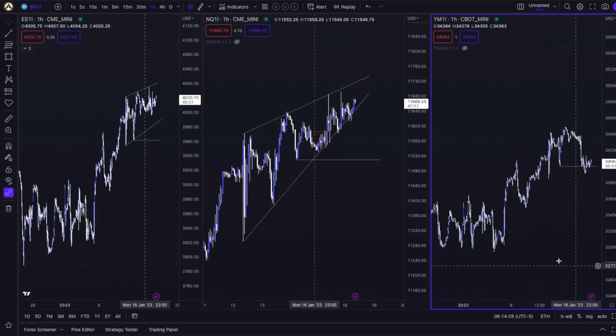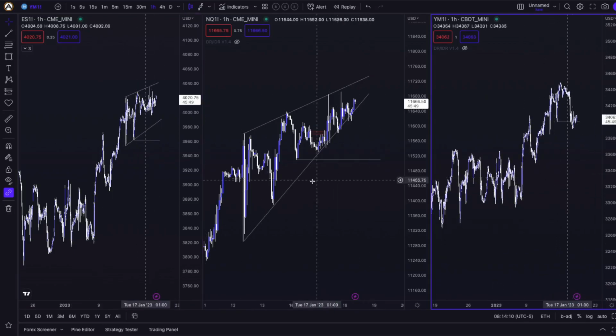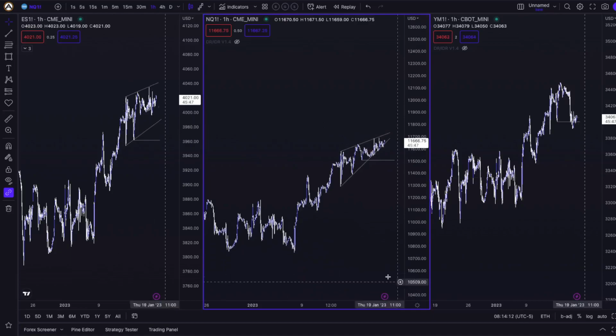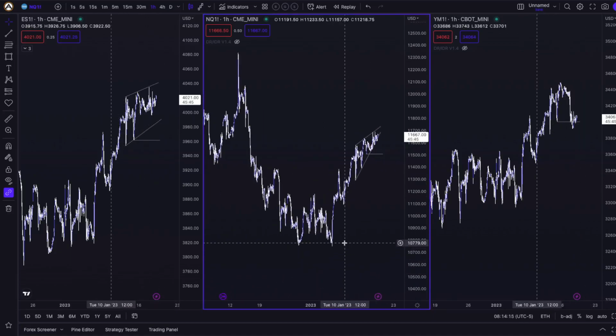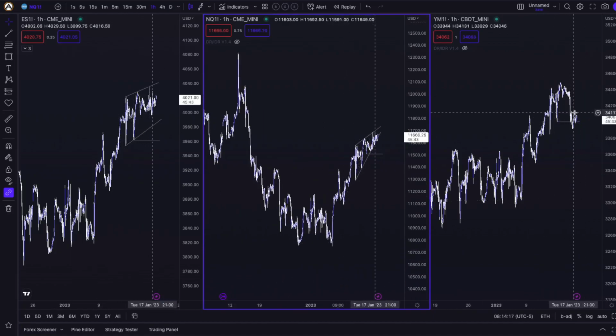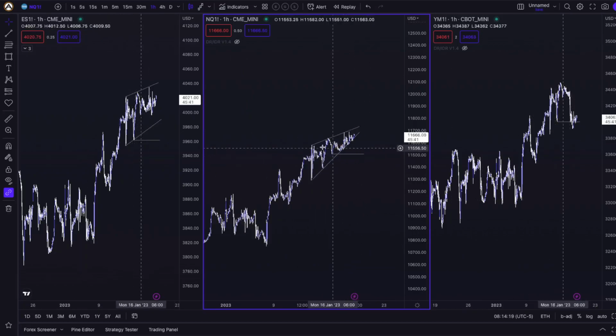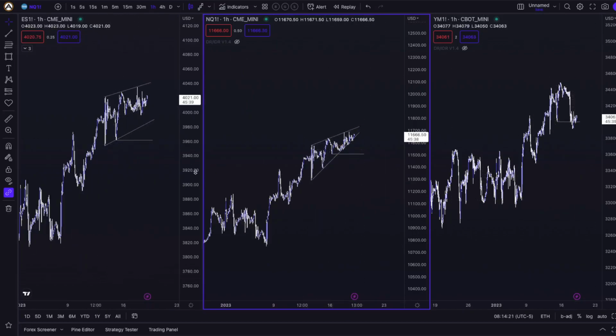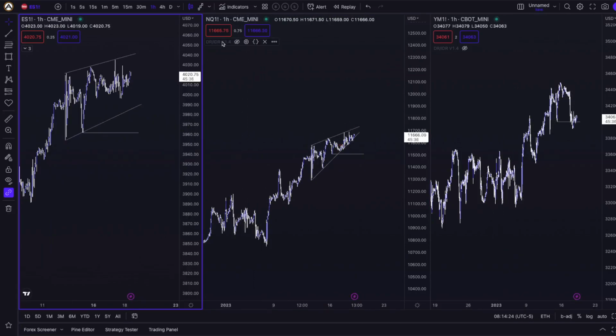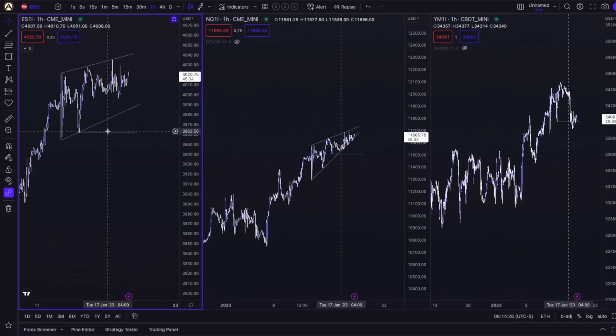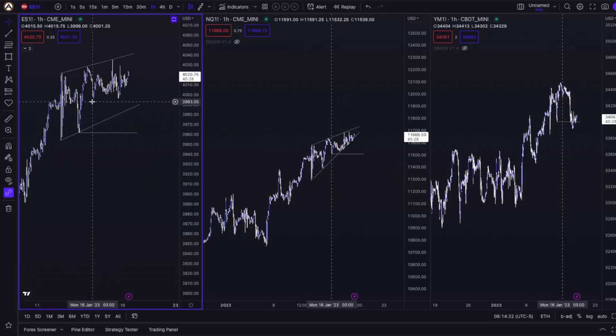And let's compare it to the US 30 right here. So in a bigger picture, we saw that we already had the initial drop here on the US 30 Dow Jones Index, but we did not see this drop yet on the S&P, neither did we see it on Nasdaq 100. So that's an interesting point to remember, because there's a lot of sell-side liquidity below this low right here, for example.